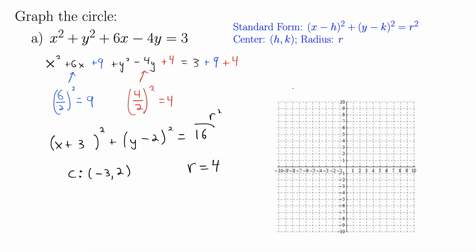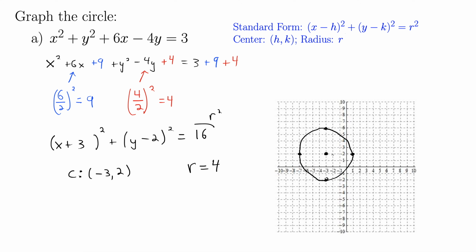Now we're ready to graph, so we just do our center, 3 to the left and 2 up. Right there. And then we'll go up 4, 4 to the left, 1, 2, 3, 4, 4 down, 1, 2, 3, 4, and 4 to the right, 1, 2, 3, 4. And then we connect those outer dots to make our circle. There is our circle of radius 4.